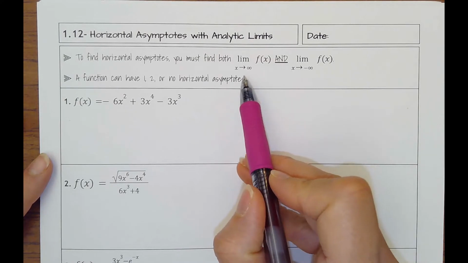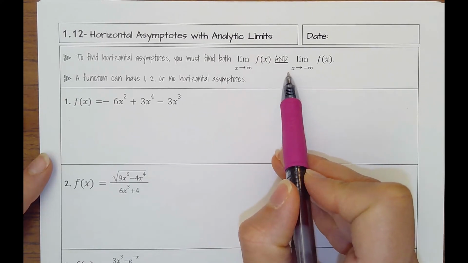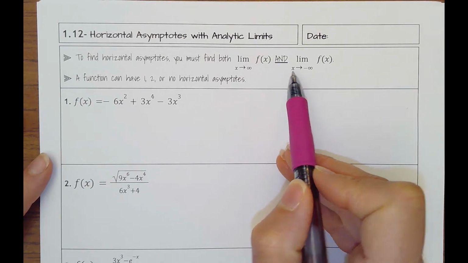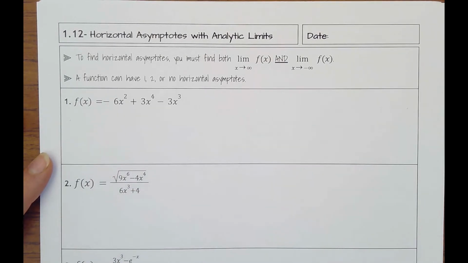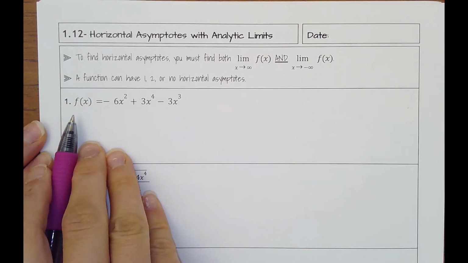So you're really finding a limit as x goes to positive infinity and as x goes to negative infinity. A function could have one, two, or no horizontal asymptotes. So let's just jump right in. This ties into what the last lesson was: how do I find a limit to infinity?